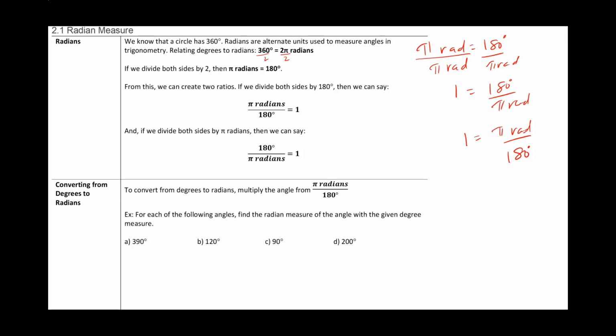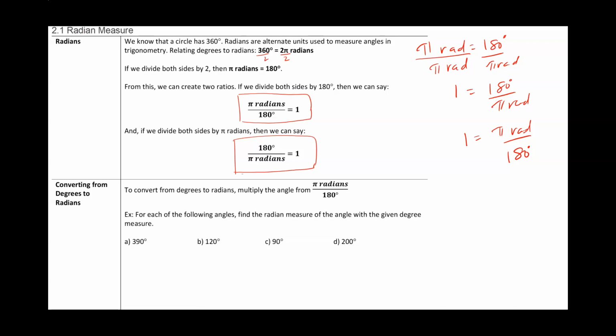And when you get to calculus, you're going to be using radians more and more. So we have to know these two ratios, that pi radians over 180 degrees equals 1, and 180 degrees over pi radians also equals 1. Now, to convert from degrees to radians, we're going to multiply any angle that's in degree form by pi radians over 180 degrees. And we can do this because it's the same thing as multiplying by 1, and we can multiply anything by 1. So let's take some examples here.